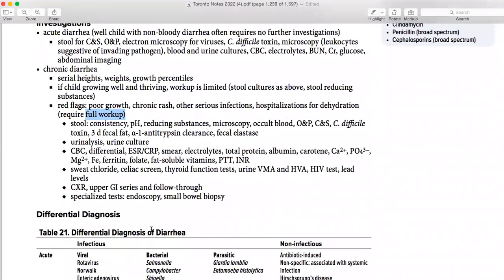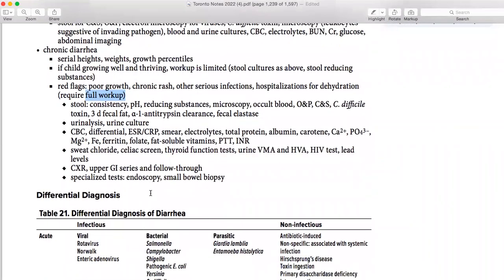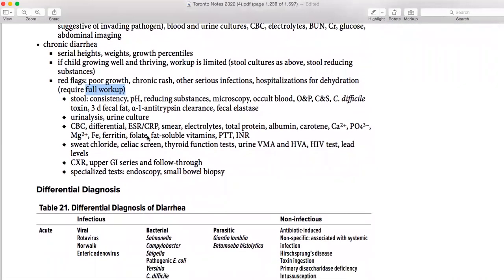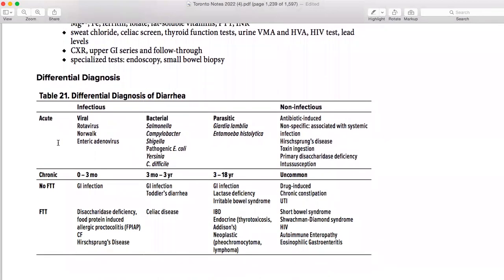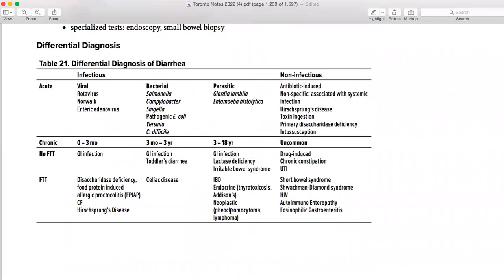Okay, then do abdominal ultrasound and specialized tests for the endoscopy. If everything has been done and nothing is coming out, then you have to rule out with endoscopy and biopsy. Then here it is, basically, all the differential diagnoses which could be the cause on the basis of their time period. Everything is written very nicely here, so you can read all of this.